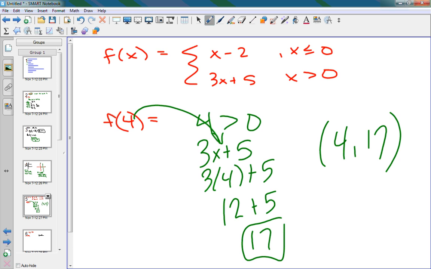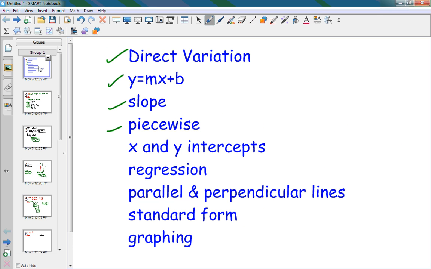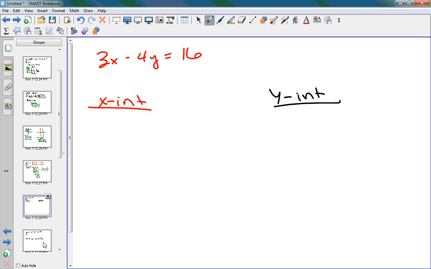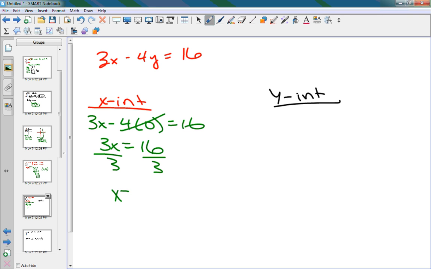Do we understand that? Okay, next thing is going to be x and y intercepts. So I give you 3x minus 4y is equal to 16. How do I find an x-intercept? Plug in 0 for y. So that's gone. I'm left with 3x is equal to 16. Now what? Divide by 3. And x is equal to 16 over 3. Am I done? No. The x-intercept is a point. And that point will be 16 over 3, comma 0. Right?